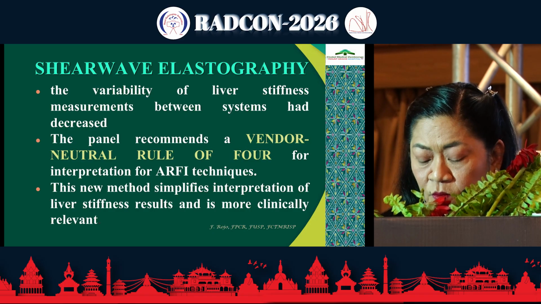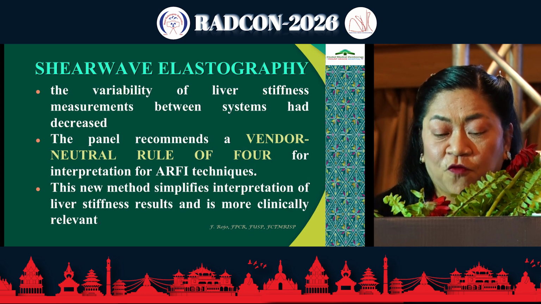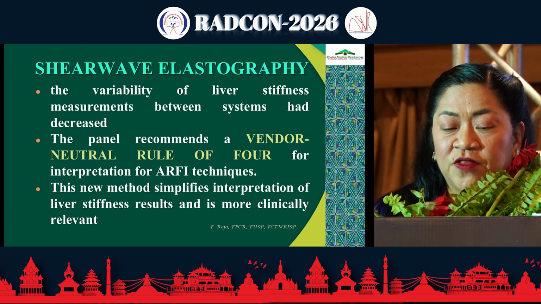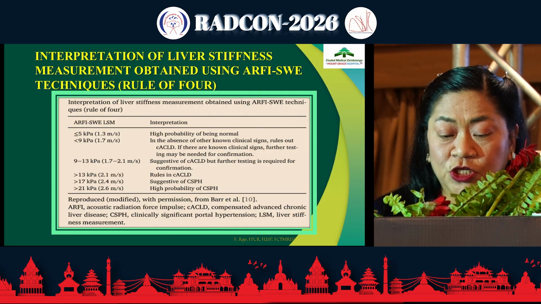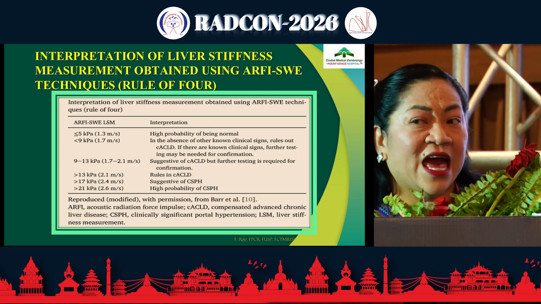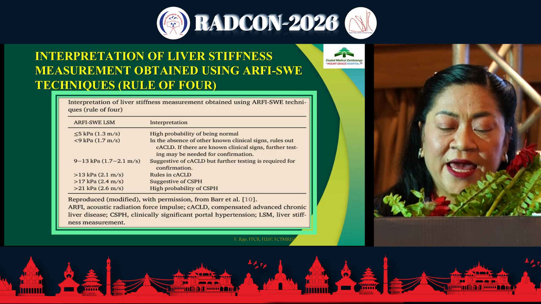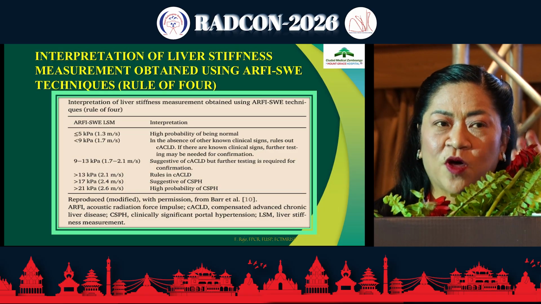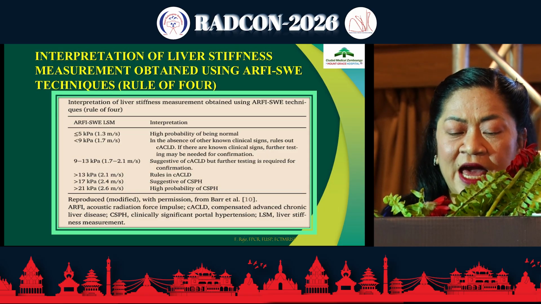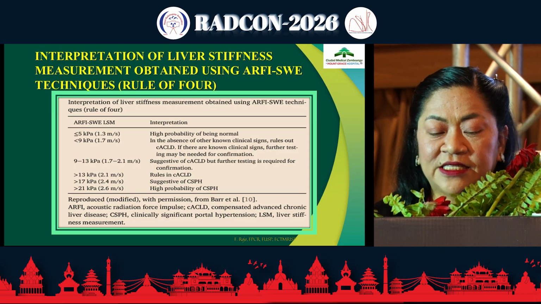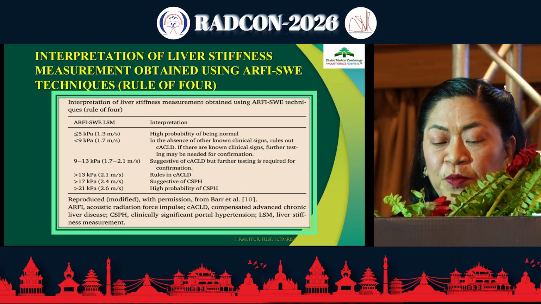Now, when we interpret, we have to use the vendor-neutral rule of 4. And what does that mean? This is given already in the articles that I showed you. So they say 5, and then 6, 7, 8, 9 kPa, then 10, 11, 12, 13, and then 14, 15, 16, 17. So that's 5, 9, 13, 17. Less than 5 means normal. For 9, we put this one.